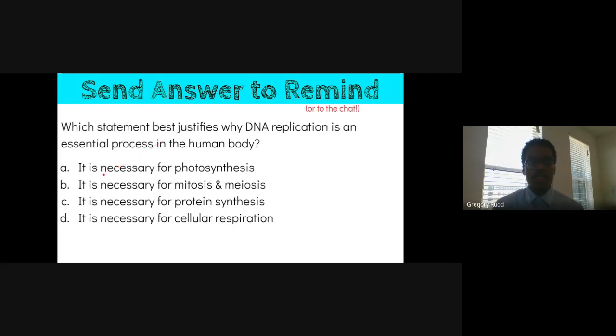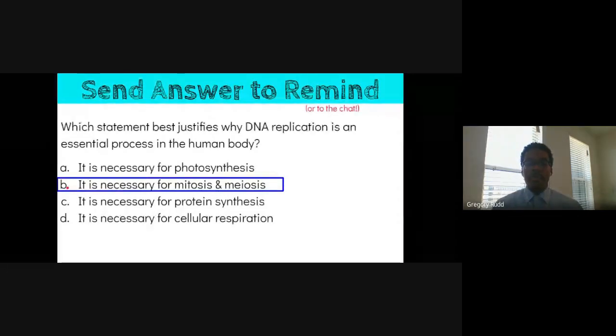All right. The answer is indeed B. We must replicate DNA before we can undergo M phase, which is either mitosis or meiosis. So we've got to make a copy of the DNA before the cell can divide, before the cell can reproduce. So all of you who correctly answered B, excellent job. I appreciate your participation. Let's keep that same energy and engagement going forward for the rest of this lesson.